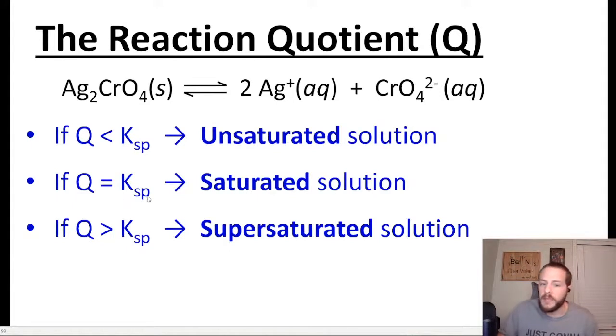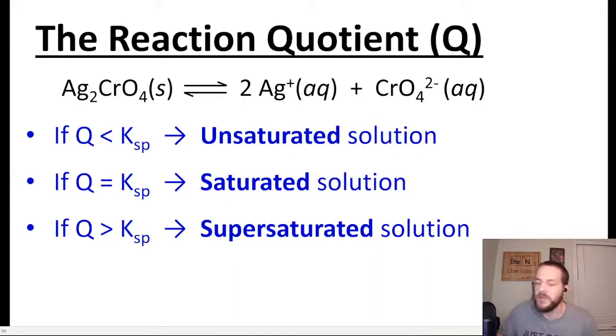If Q is equal to KSP, then this is what we consider a saturated solution. So this has the equilibrium amount of ions in it, and it also has a very, very small amount of solid silver chromate in it, although if you were to look at such a solution, the amount of solid silver chromate in there would probably be so small that it would be invisible to the naked eye.